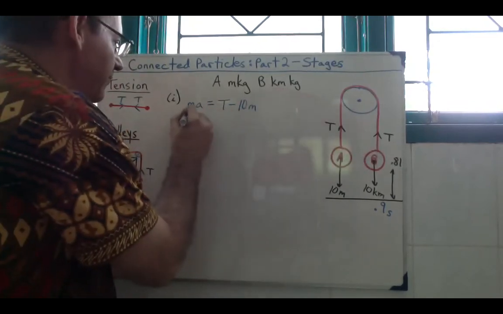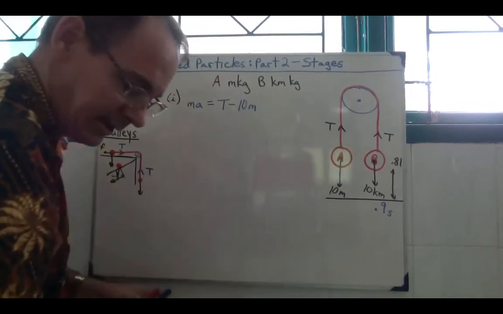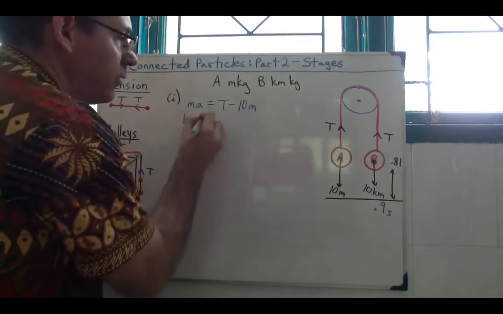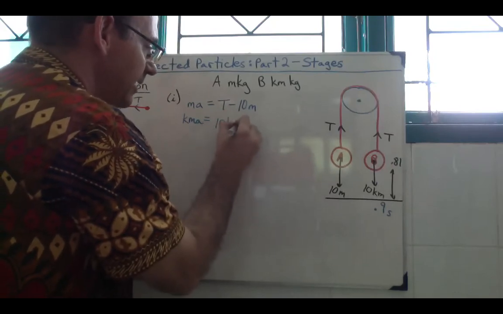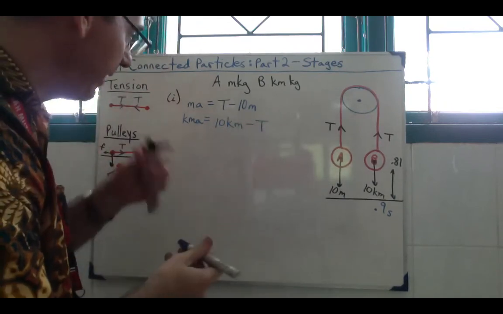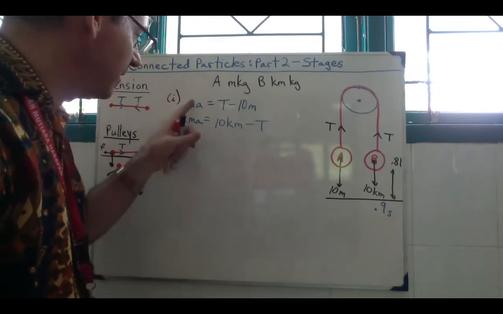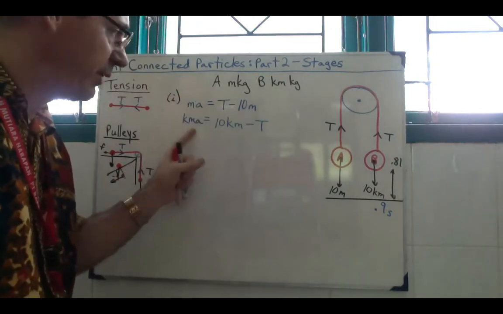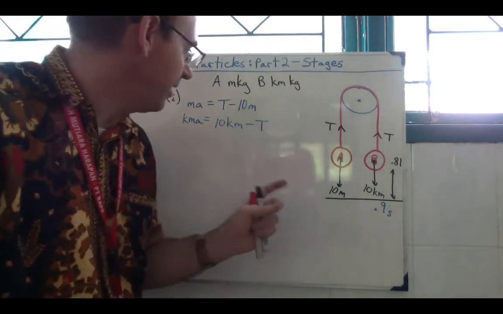Over here we have k m a, let me switch to blue. k m a equal to, this one's going down, so 10 km minus T. Well, here we have 3 variables. We're looking for K, we're looking for T, we need to get rid of that acceleration. Okay, so we set it up, but we have 1 too many variables. So let's go ahead and look over here.